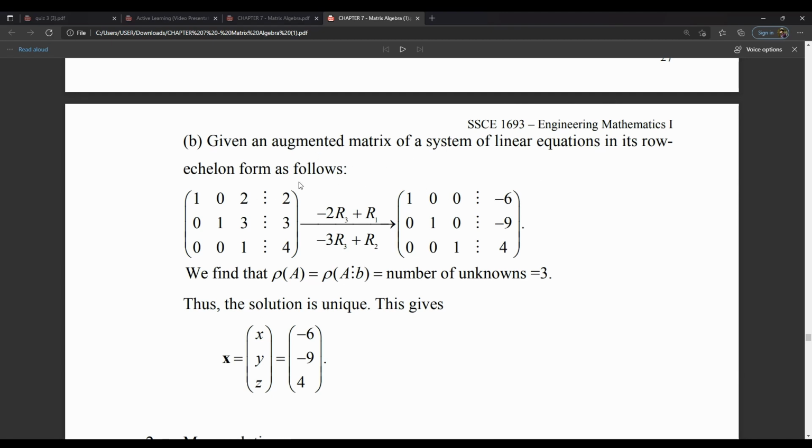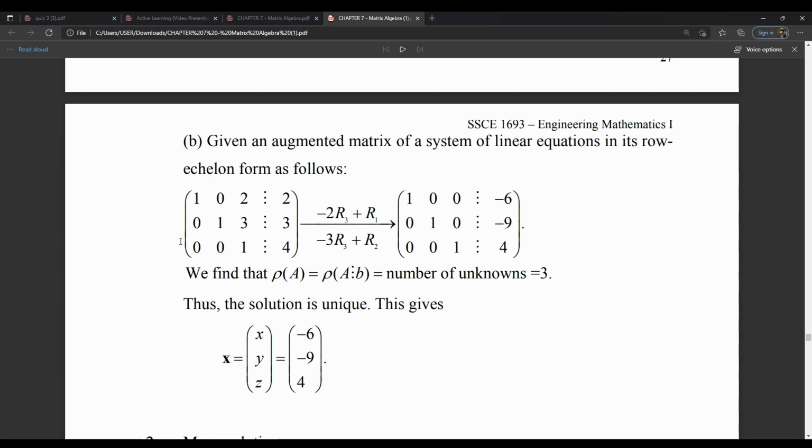We can use the rank method, where we reduce the augmented matrix to reduced row echelon form by using row operations. First of all, we have to make this matrix become the identity, so we need to change this 2 and 3 to become 0. We realize that this row has a 1 in the same column as the 2, so we can do an operation to make sure that 2 becomes 0.